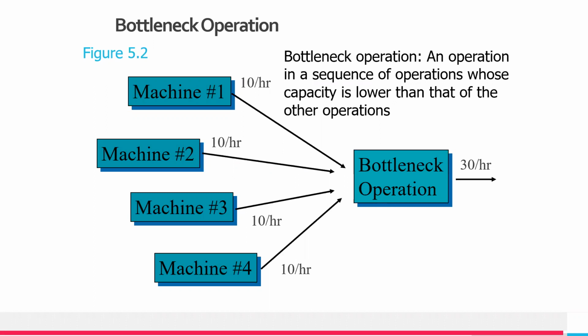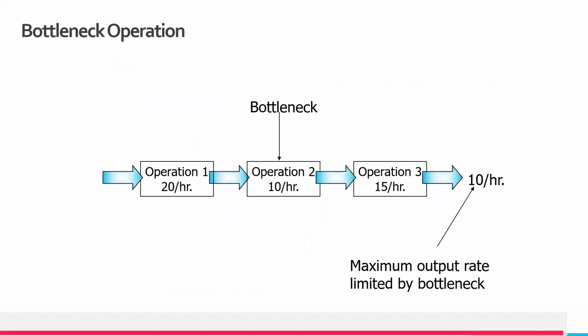And now we have a process right there which produces only 30 units per hour. However, it's receiving 40 units per hour. So that would make the process slower. This is what we need to identify. The bottleneck operation is an operation in a sequence of operations whose capacity is lower than the other operations in the system.